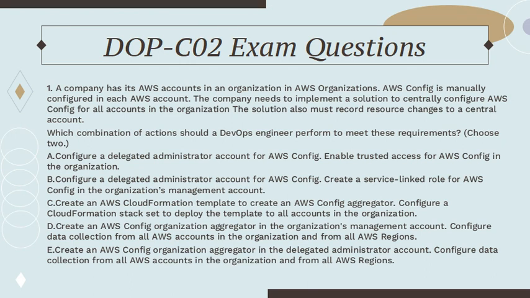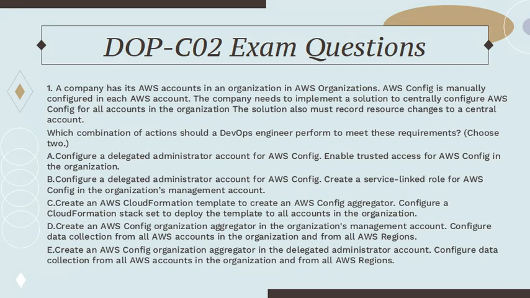Choose 2. A. Configure a delegated administrator account for AWS Config. Enable trusted access for AWS Config in the organization. B. Configure a delegated administrator account for AWS Config. Create a service-linked role for AWS Config in the organization's management account.